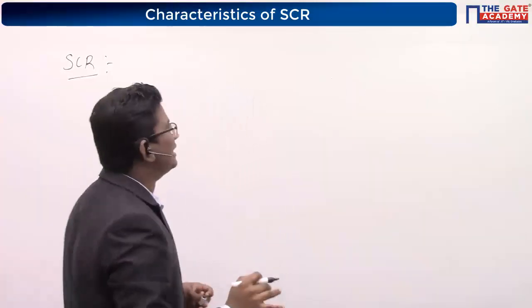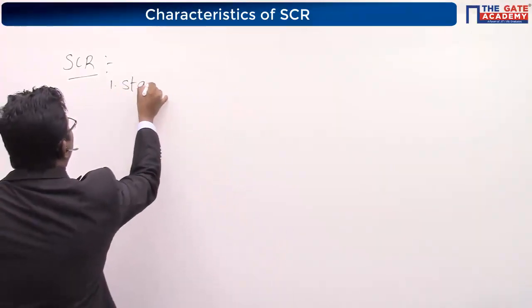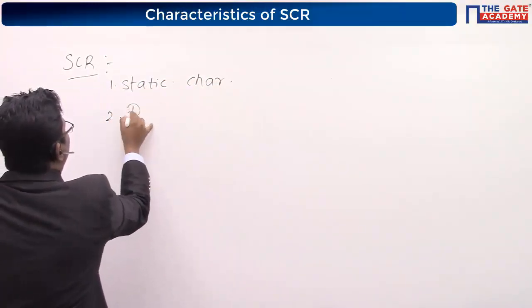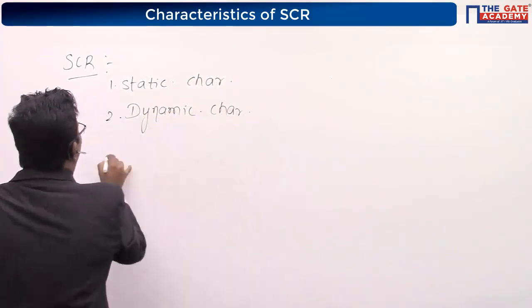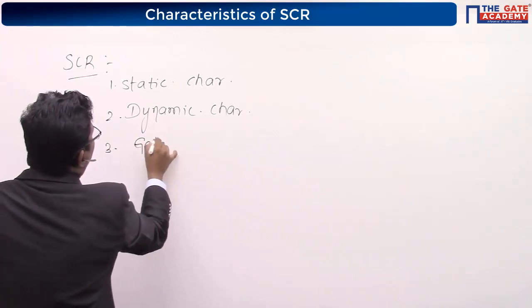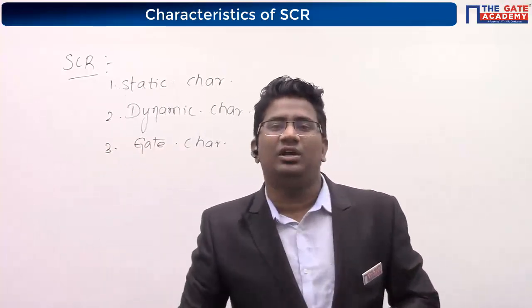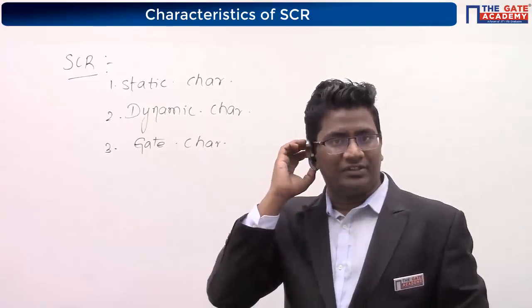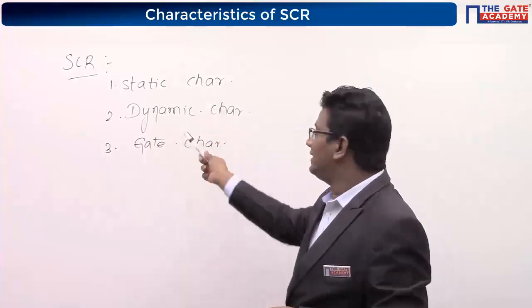The study of SCR involves 3 characteristics. What is the first one? Static characteristics. Next one, dynamic characteristics, and the last but not least, gate characteristics. Yes or no? These are the 3 characteristics which are involved to study the performance of SCR. Is it correct or not? The study of SCR involves static characteristics, dynamic characteristics, and gate characteristics.